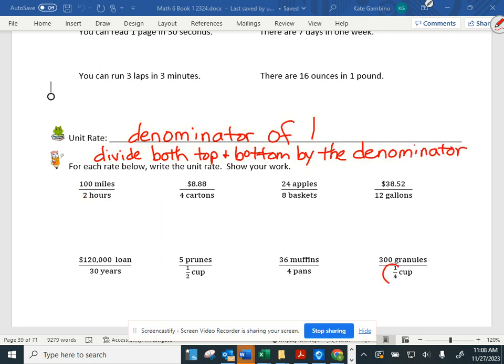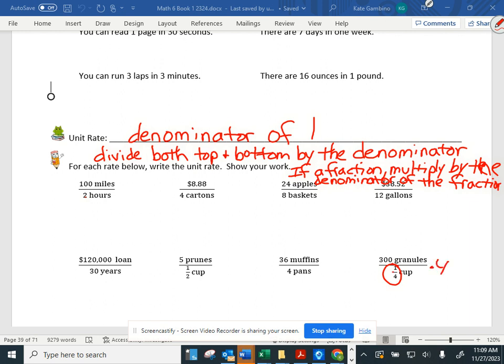Remember, if it is that fraction, you're going to want to multiply by the denominator of the fraction, because we want to get it to a 1. So when we have 1/4, we want to multiply it by 4, because 1/4 times 4 gets us 1.